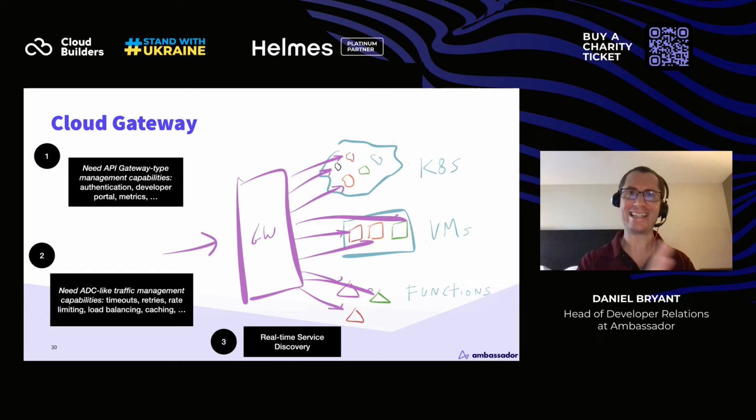We need ADC like reliability, security, extensibility, right? And we also need this real-time service discovery. In particular, love some Kubernetes, right? But it's very dynamic. That's its strength and also its weakness in that services can come up, get shut down, can disappear. So our gateway needs to be very dynamic in its routing choices.